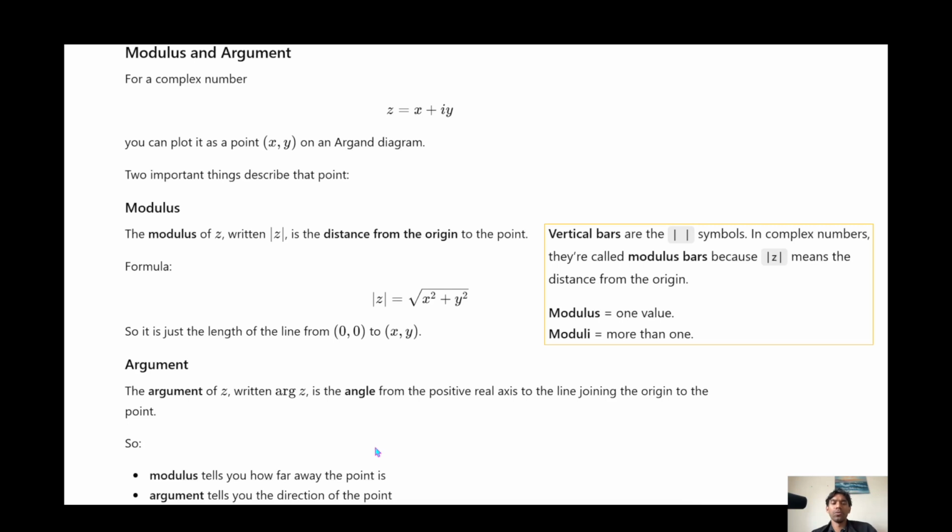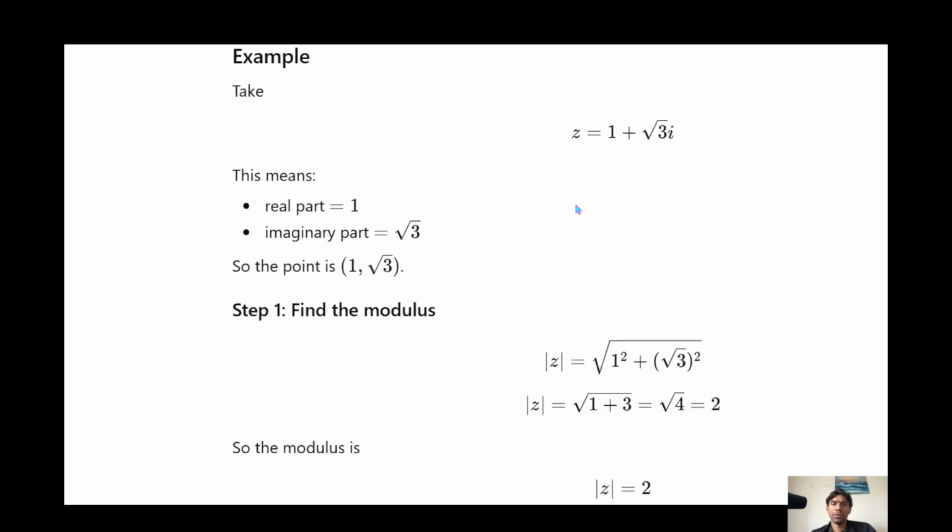Argument tells you the direction of the point, so the angle, or which way it's orientated. So here's an example. z is equal to 1 plus square root 3i. This means the real part is equal to 1 and the imaginary part is equal to square root 3. So the point is (1, square root 3).